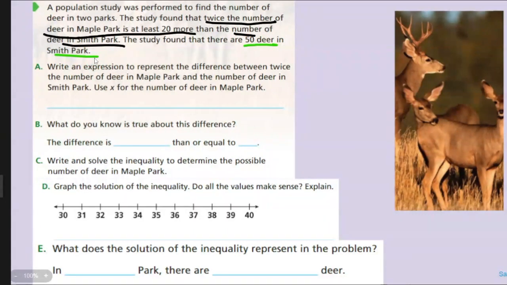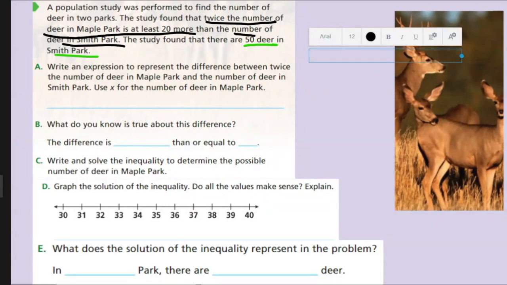So first we're going to write an expression to represent the difference between twice the number of deer in Maple Park and the number of deer in Smith Park. All right, so we're going to use x for the number of deer in Maple Park. Okay, well, we know the number of deer in Smith Park, right? We know that there are 50 deer in Smith Park.